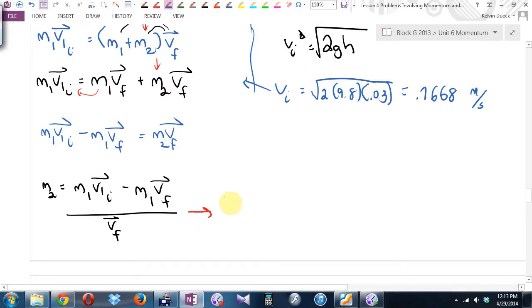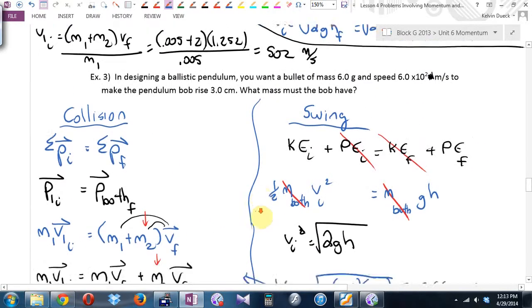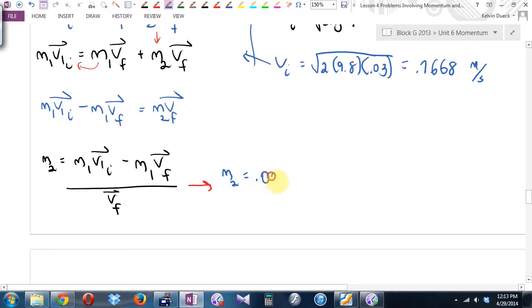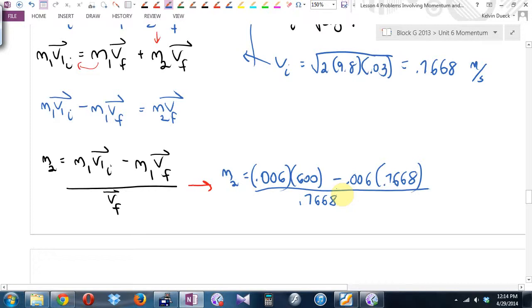Hey, now we're plug and chug. Mass two is going to be mass one, the bullet, 6 grams, which is 0.006, times V1 initial. What was V1 initial? 600. Minus mass 1, 0.006, times V final, 0.7668, all over 0.7668. Is that right, Rob? I think, yeah.